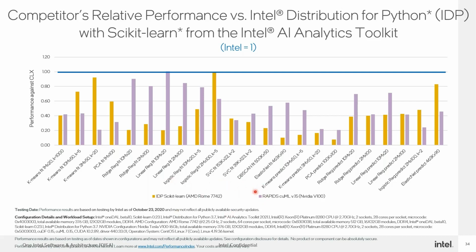And similarly for this purple bar, if the bar is greater than 1.0, then it shows that NVIDIA V100 graphics card has better performance than Intel platforms. Again, all these experiments show that Intel hardware has better performance than the NVIDIA V100 cards. The software that we used for the NVIDIA card is the RAPIDS cuML library.